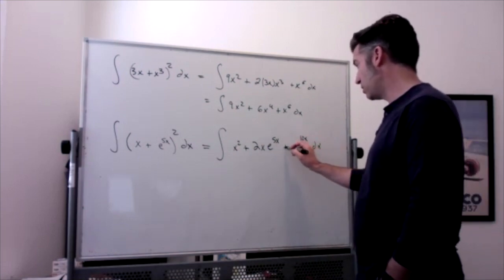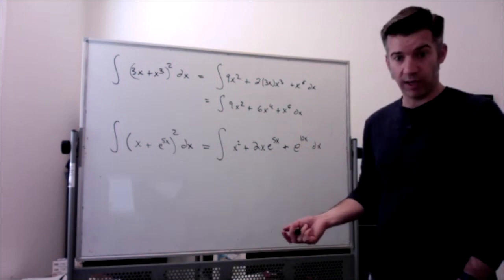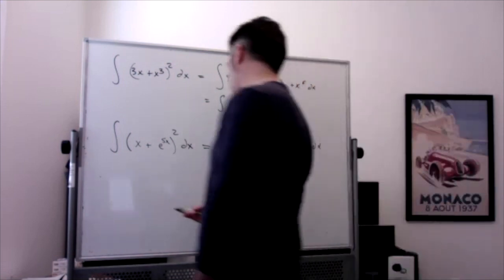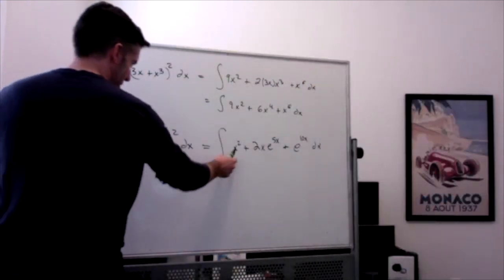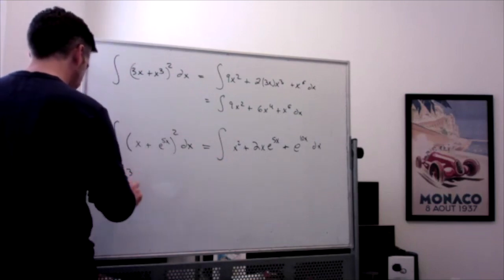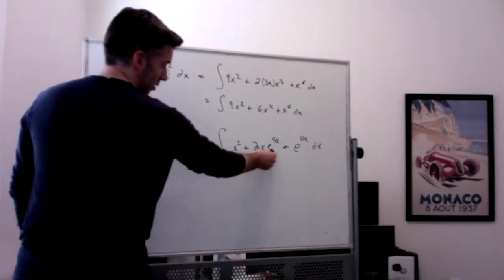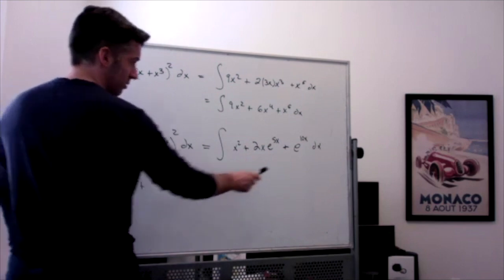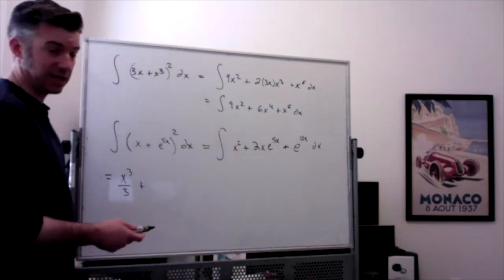And then for this one, you would have to break it up. Well, here's what you get. The integral of x squared is x cubed over 3. I'm going to leave this part alone for a minute. The integral of e to the 10x is e to the 10x divided by 10.